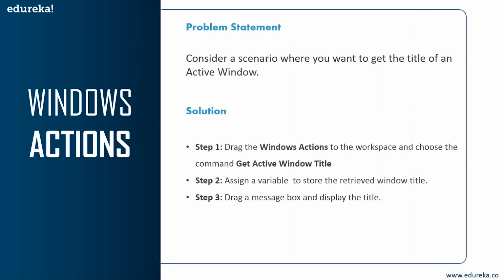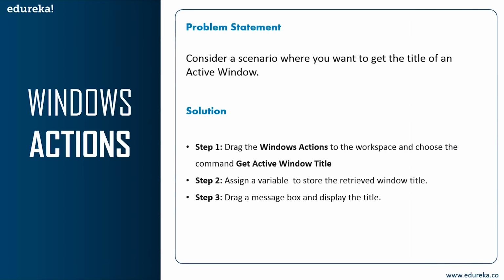So basically when I talk about Windows actions, guys, I mean that you have an option in the Automation Anywhere client where you can automate tasks related to your windows, like closing a window, opening a window. Maybe you want to resize a window. You can also maximize a window or minimize a window. So that's what we're going to do.